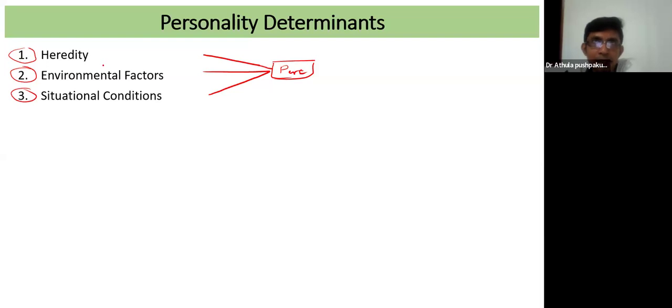Like heredity, according to our birth, and also the cultural situations, right? These things highly impact the personality. Another one, environmental related factors. Macro environmental related factors impact the personality.